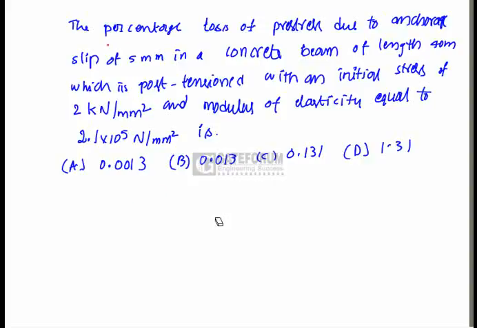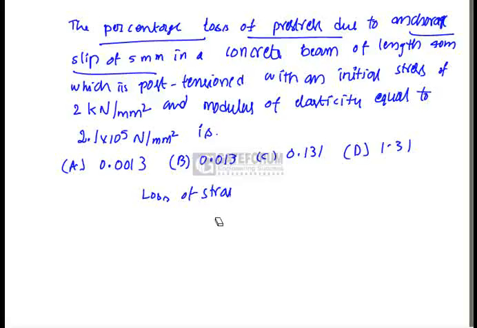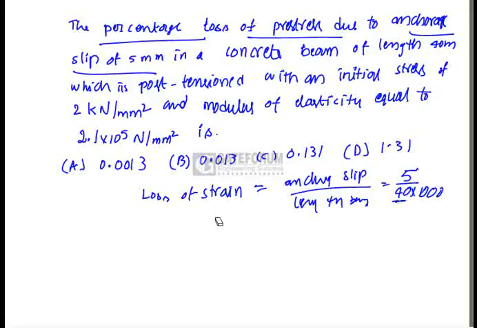We need to find out the percentage loss of pre-stress due to anchorage slip of 5 mm. Loss of strain is equal to anchorage slip by length of the beam, that is equal to 5 mm by 40 into 1000, because 40 meters and we are converting it to mm. Value is 1.25 into 10 to the power of minus 4, and we know initial stress and modulus of elasticity.